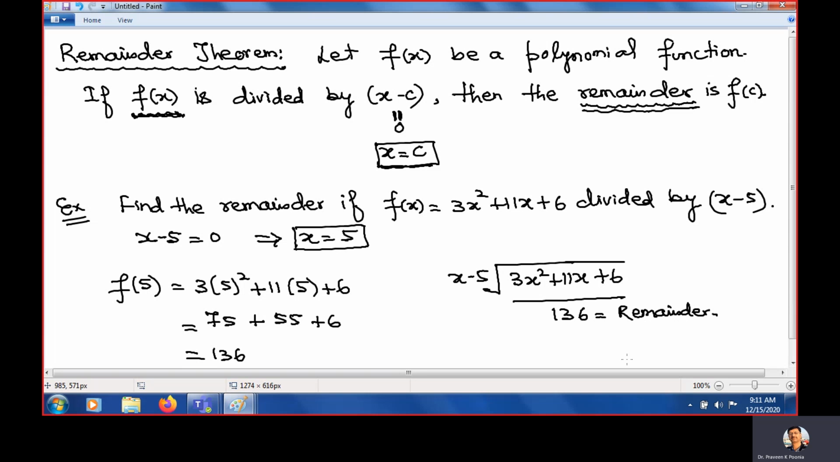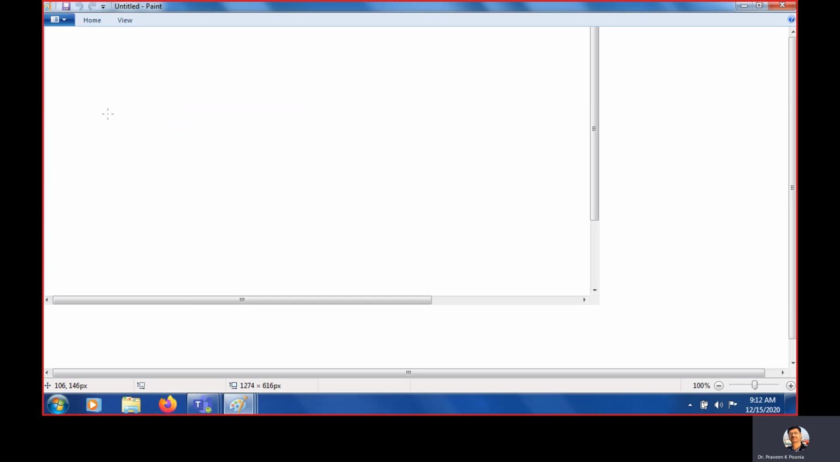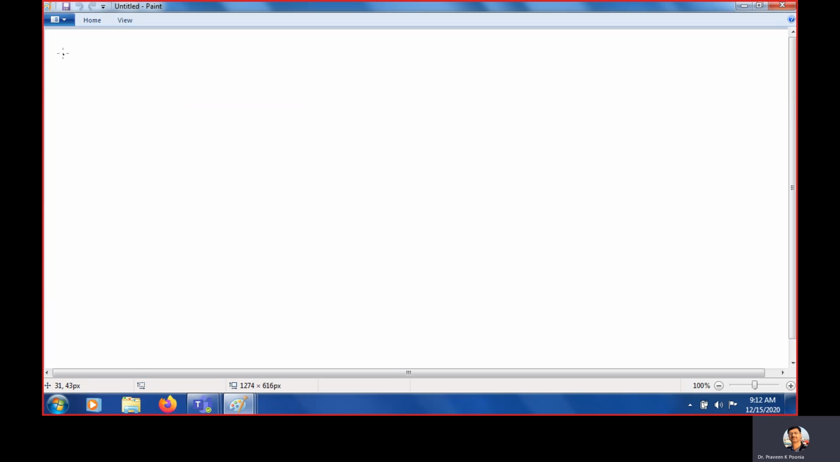You can practice this question. Divide this polynomial by x minus 5, and you will get a remainder of 136. So again I am telling you how we are going to do it. It is very, very simple. Put the divisor equal to 0, find the value of x, and put this value of x in the polynomial function. Then you will get the answer. Okay, one more question we will take here.